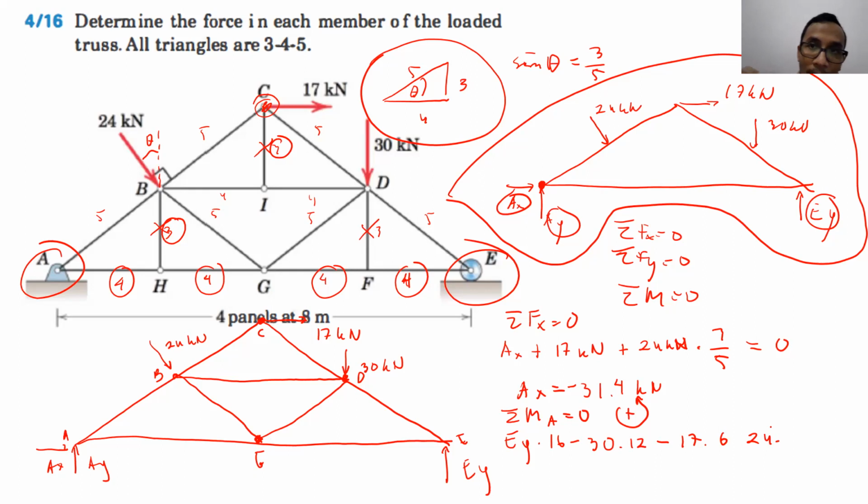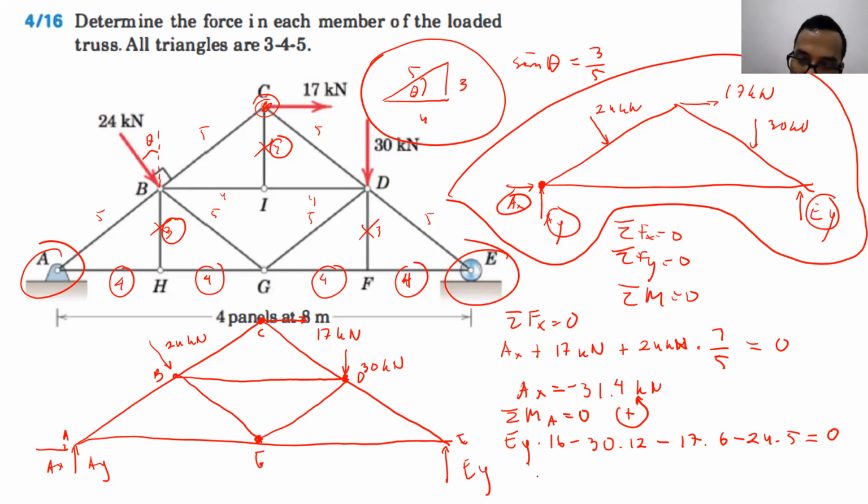It's perpendicular, remember, okay? The 24 there is perpendicular to the member AB. What is the length of member AB there? 5. Yeah, so 24 multiplied by 5. And it will be clockwise or counterclockwise? Clockwise as well. So it's supposed to be minus as well. Equal to 0. This is it actually.